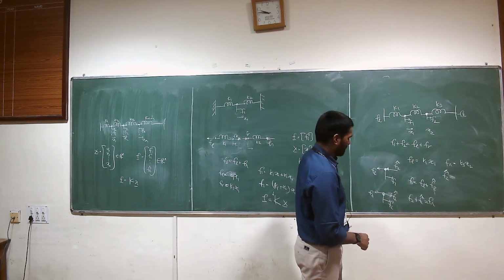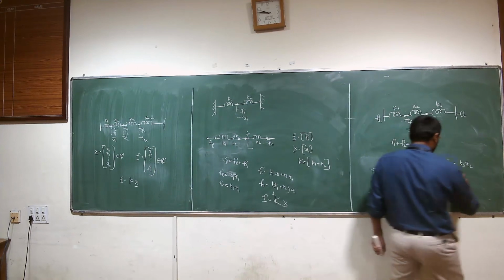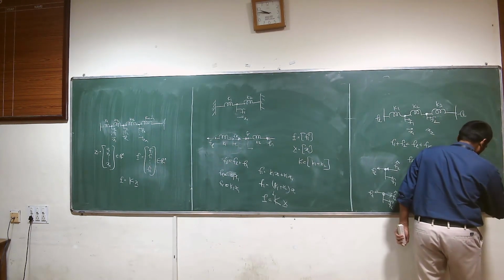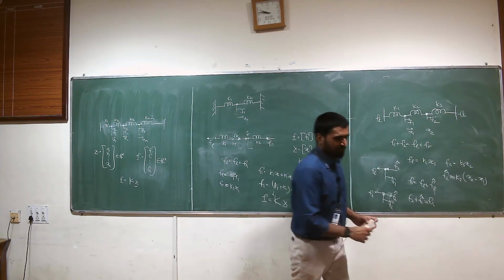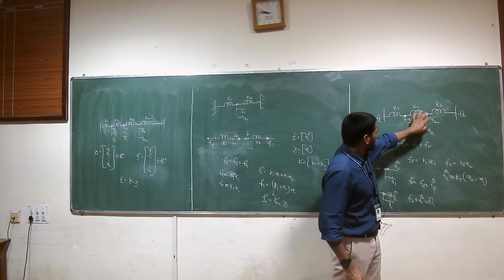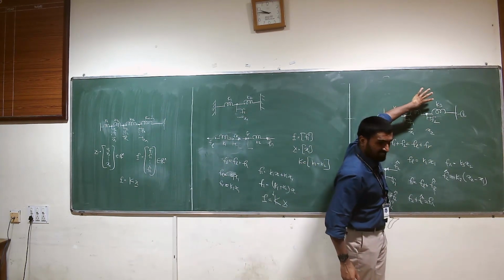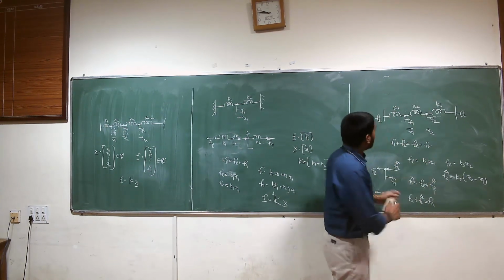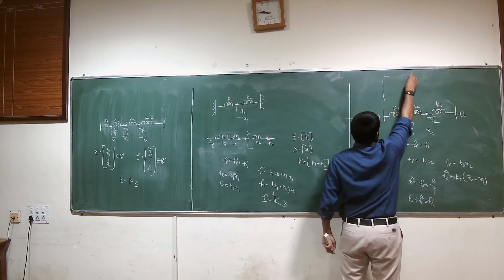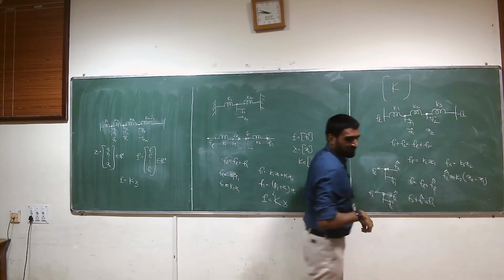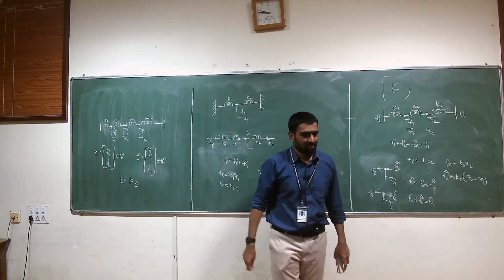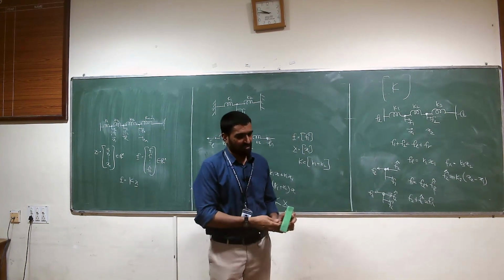F2 cap would simply be K2 into, right, how much this spring compresses or extends. Now, if you substitute all this, you will get a 2 cross 2 matrix. That's your K matrix. Now you extend this to the n by n case. That's how you do this.